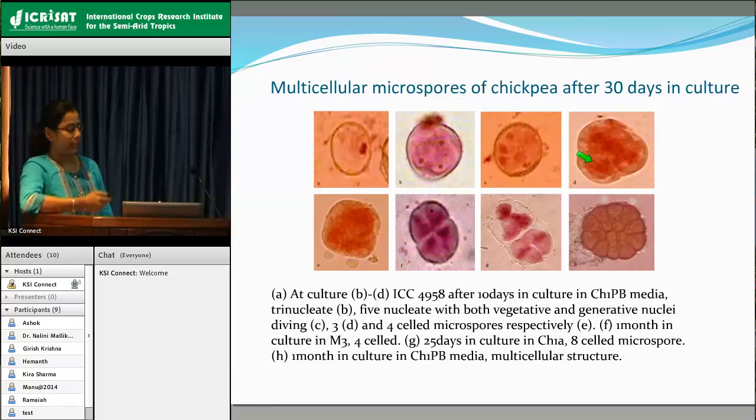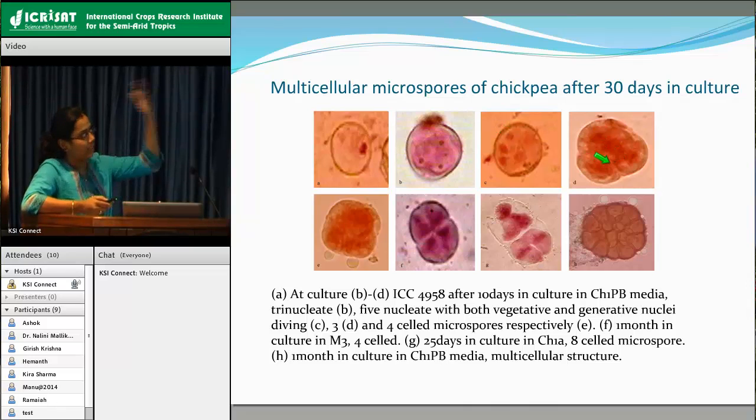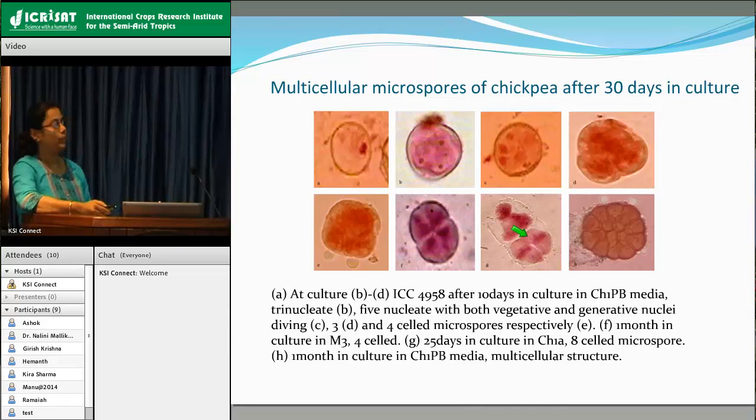And here you can see the dividing microspores. It's a 3 nucleate microspore, and here you can see 2 vegetative nuclei, this is not clear, and these are 3 generative nuclei which have divided. And this is a 4-celled one, 1, 2, 3, and there's another on the other side of the wall. So the 4-celled microspore. And this is an 8-celled microspore. It is squashed because of my squashing, but anyway, this is a multicellular microspore.